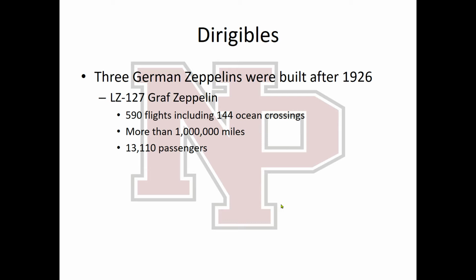The next one that came out here is the LZ 129, the Hindenburg. You are probably familiar with the Hindenburg. This is probably the most famous Zeppelin made. It's most famous because on May 6th, 1937, this is the Zeppelin that was going from Germany to New Jersey, and when it was landing in New Jersey, it exploded.